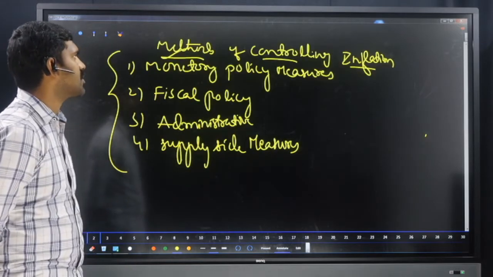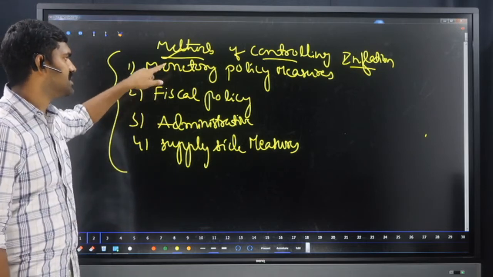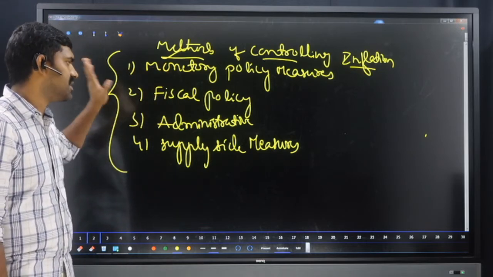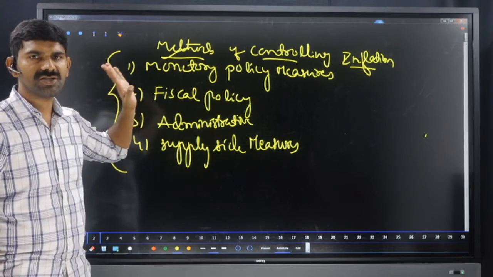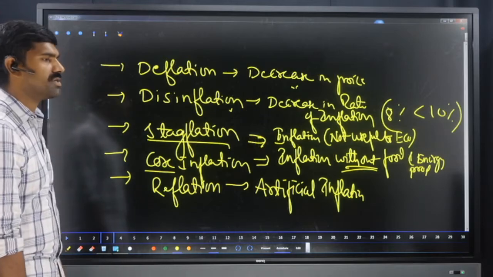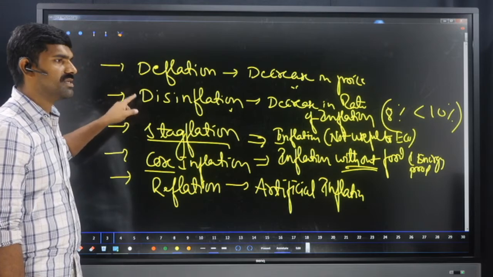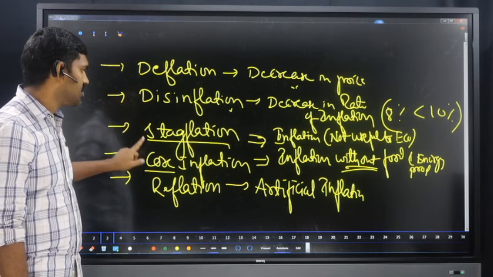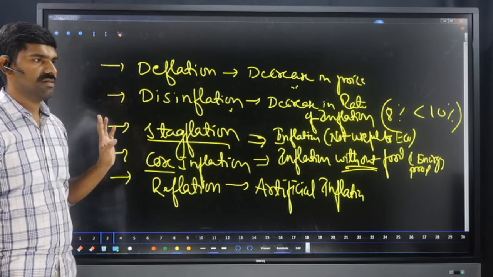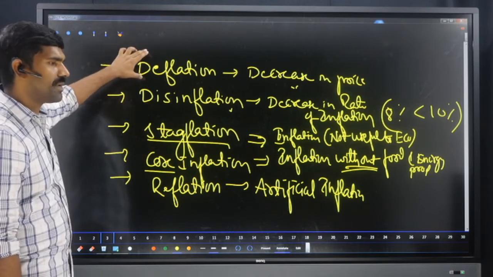Next, we went on to methods of controlling inflation. How do you control inflation? Monetary policy measures, fiscal policy measures, administrative measures, and supply side measures. Then we went on discussing the concepts of inflation: deflation, disinflation, stagflation, core inflation, and reflation. Deflation means decrease in the price.